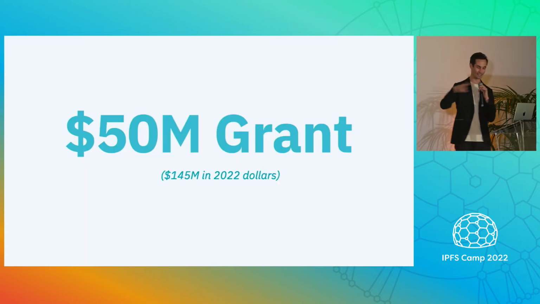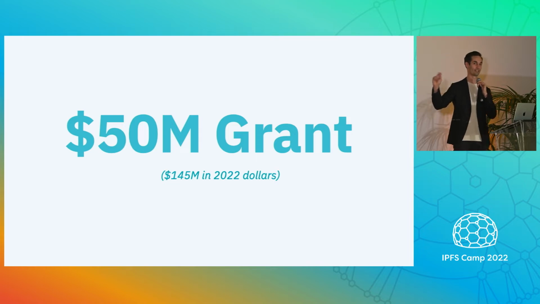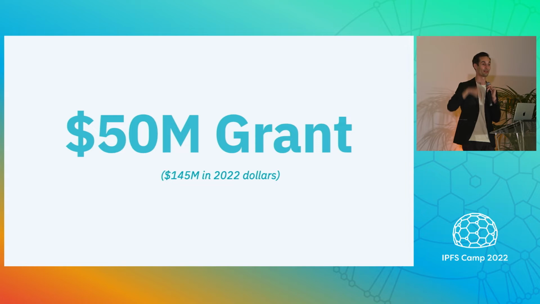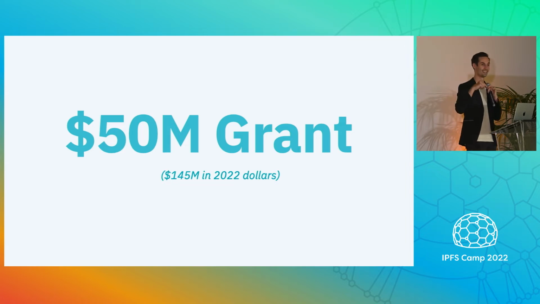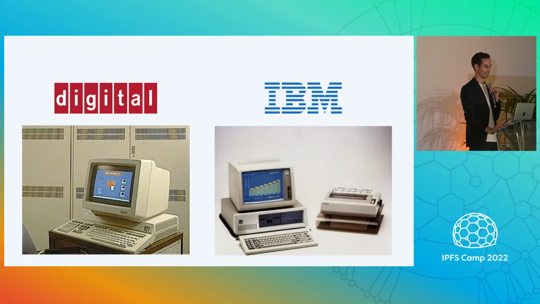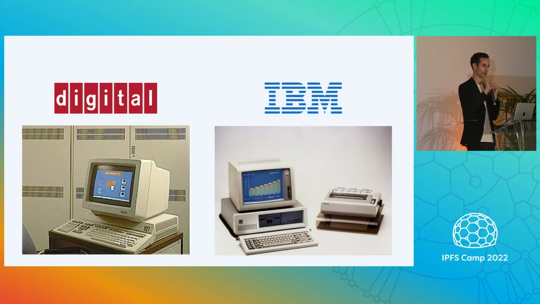So, it's 1983, we're at MIT campus, and a $50 million grant is given out. I did the inflation numbers on this. That's $145 million in 2022 dollars at the time to build out a system that could work to literally invent the computer lab.